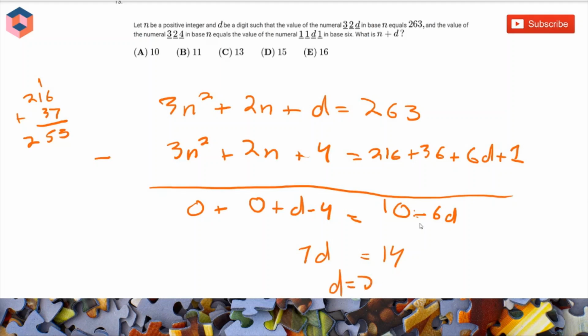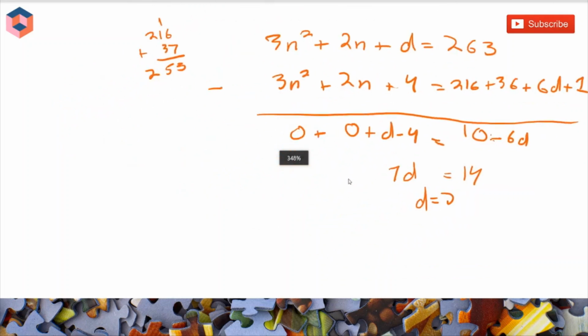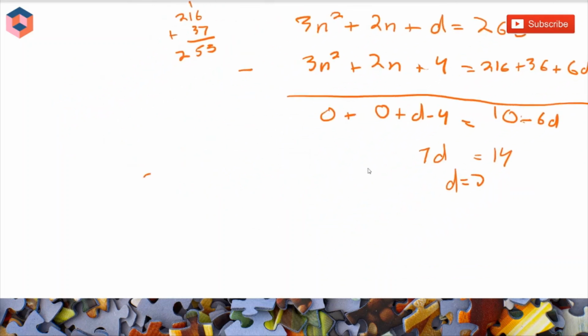If d is equal to 2, then in this first equation, 3n squared plus 2n plus d is equal to 263, or 3n squared plus 2n is equal to 263 minus 2, or 261. Now you could take out this quadratic and factor it, but you know that n is an integer and it's approximately the square root of 261 over 3. So we can try 8. That's 64 times 3 plus 16, that's 192 plus 16.